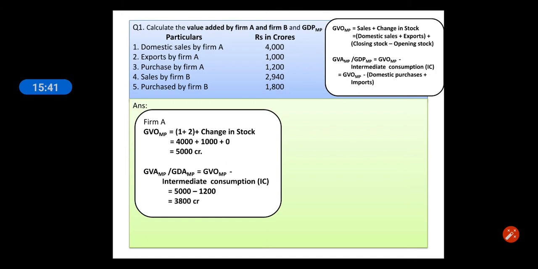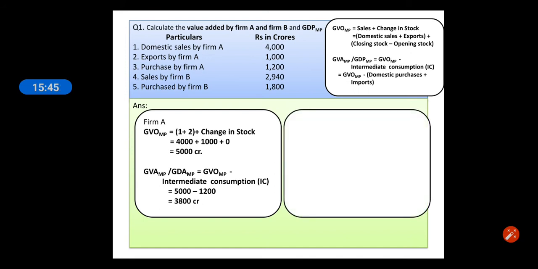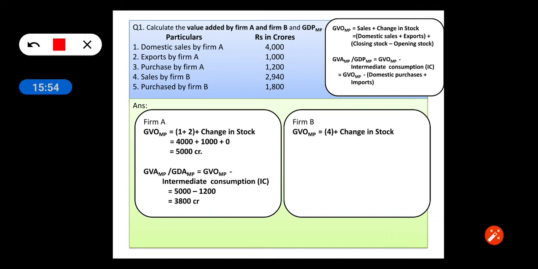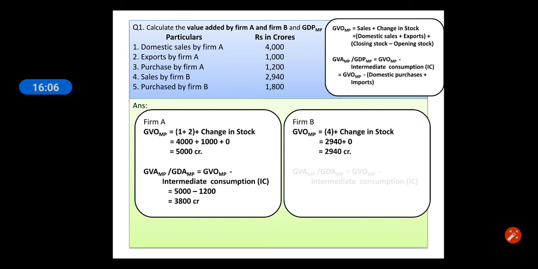After finding for firm A, let us find out for firm B. Like I said, we have to find out GVO first. So let us see the sales of firm B. We have in Roman number 4, sales by firm B, right? Change in stock is not given, so we'll take the value as 0. You have 2,940 crores.